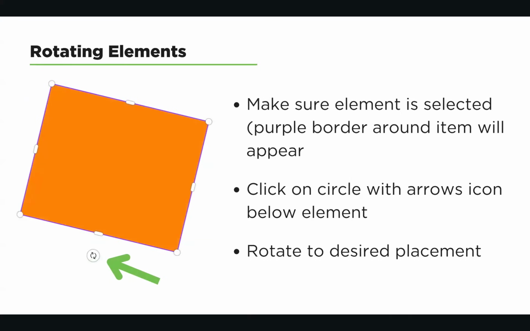So say we've changed the size of our square, we've changed the color. Maybe you want to rotate it. You can actually click this little icon here that's got the arrows forming kind of a circle, the 2 arrows chasing each other. Once you select that, you can rotate your element all the way around. It'll go a complete 360 degrees. You can rotate that to wherever you see fit.